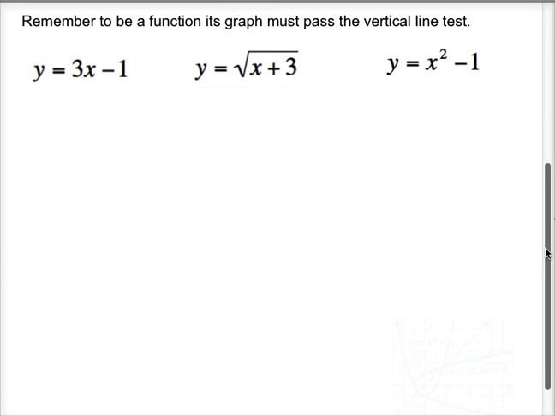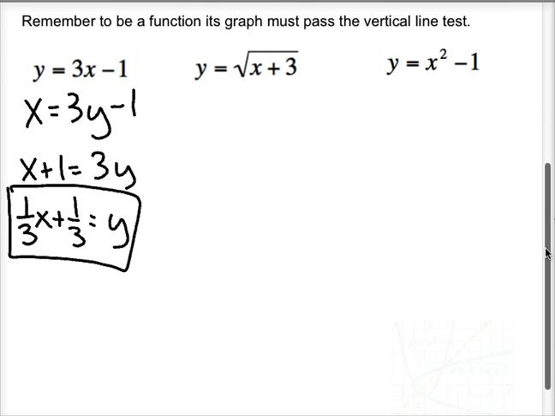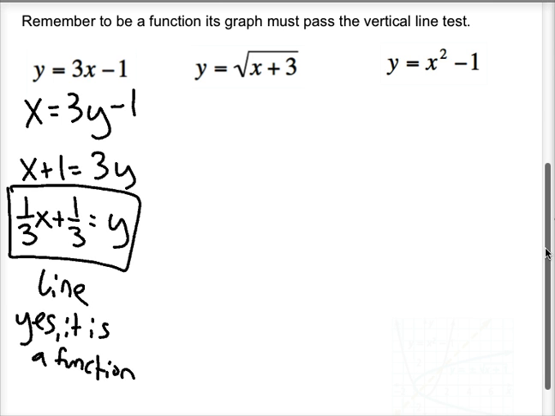So to find the inverse, remember you switch the x and the y, and now you start solving for y. So I add 1 and I divide by 3. All right, now you should be able to tell this is a line. This is a linear function. So the answer is yes. It is a function. The inverse is a true function. Okay, and again, you should know this because you know that it is an equation of a line.